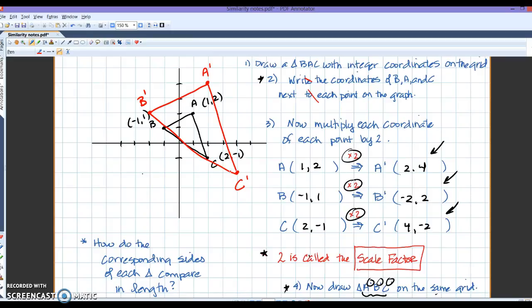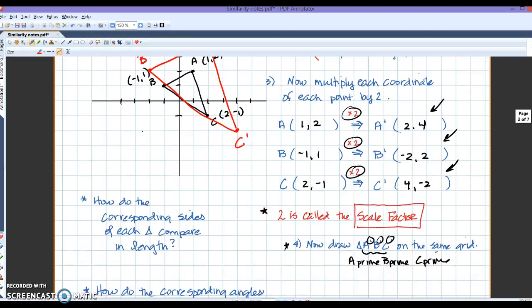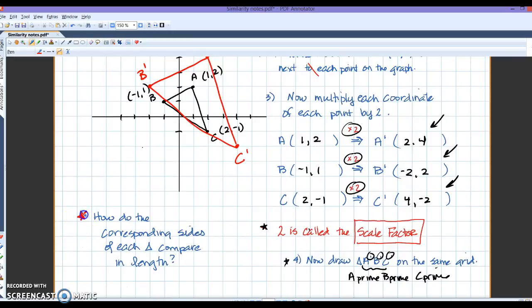There we have it. Okay, so the question then becomes, how do the corresponding sides of each triangle compare in length? Well, if you multiplied each of them by 2, if the scale factor is 2, that means that the lengths of triangle A prime, B prime, C prime are double the lengths of triangle ABC.